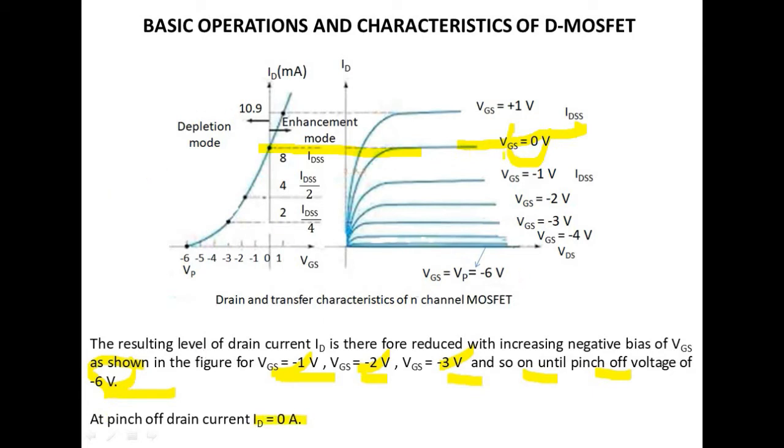It is very clear from the figure that at VGS equals 0, the current is labeled as IDSS, and as we keep on increasing the bias in the negative direction, first we set VGS equals minus 1 volt, current is reduced, and at minus 2, current is again reduced. So here we notice that as we keep on decreasing VGS, the current gets reduced continuously until the voltage reaches minus 6 volt. In this case, ID becomes 0.